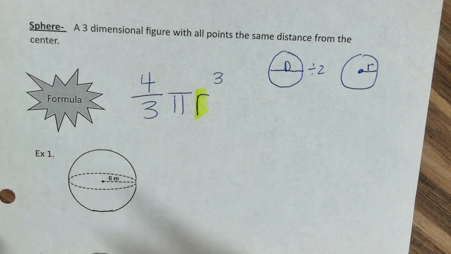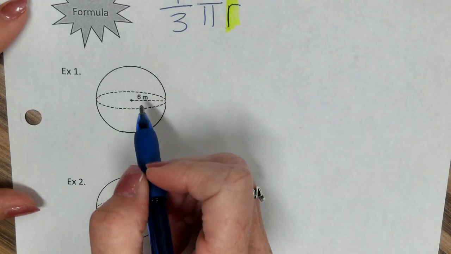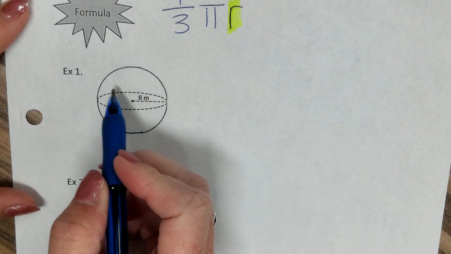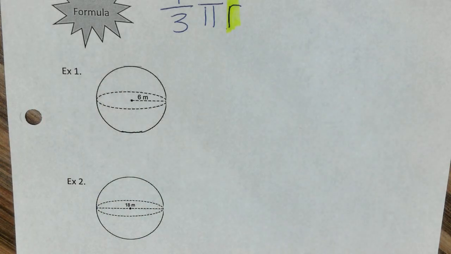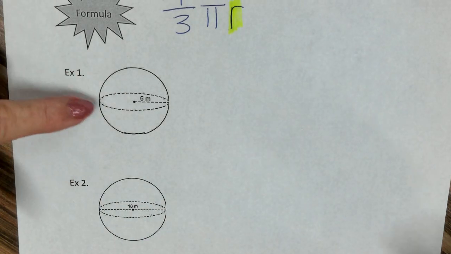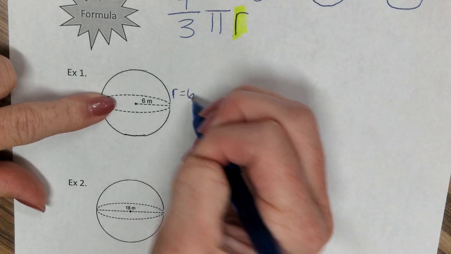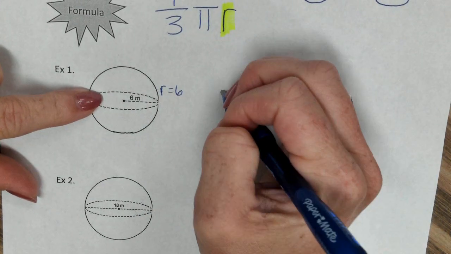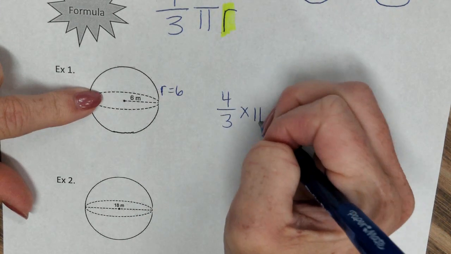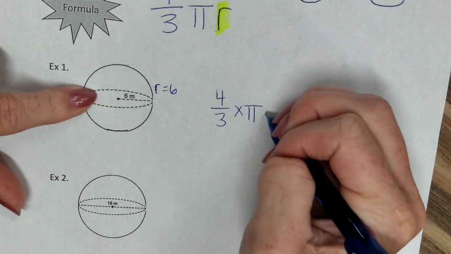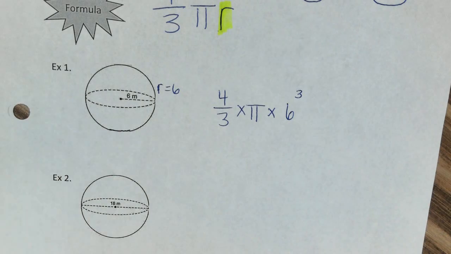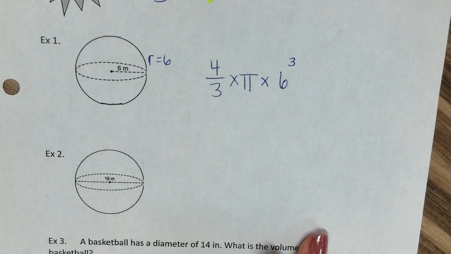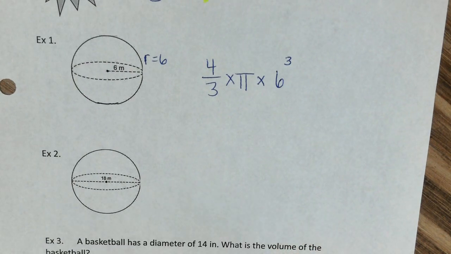All right, so let's do example 1. This is a sphere. They show it by putting this little dotted oval, that's how you draw it on a flat 2-dimensional paper. Did they give you a radius? Yes, so I'm going to do 4/3 times pi times the radius, which is 6, to the third power. Again, it's 4/3 times pi times radius to the third power.